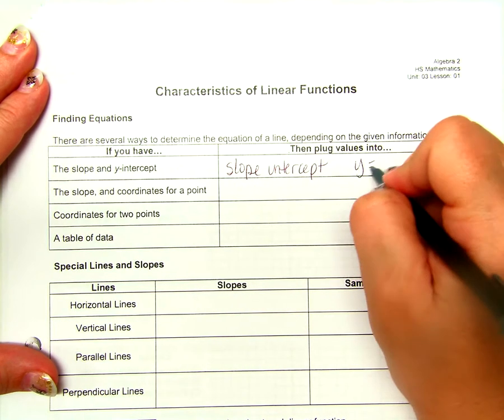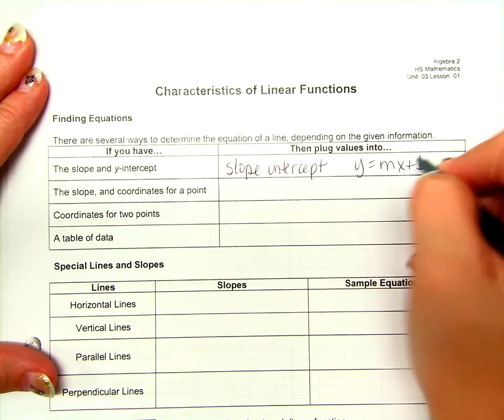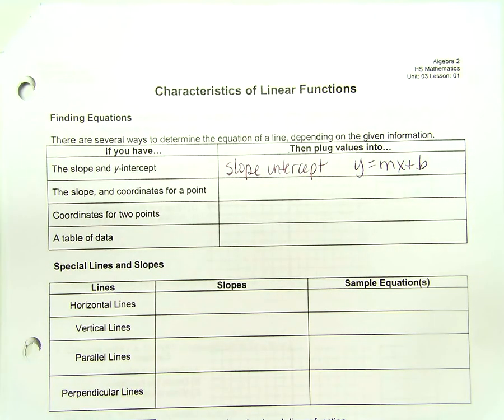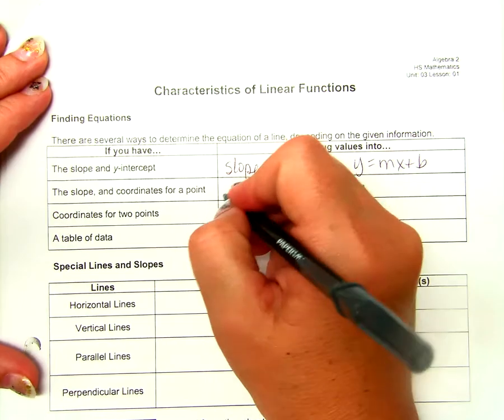Which is y equals mx plus b. Okay? If you have a slope and a point, which equation is mostly best for you to use? Let me rephrase my question. If you have a point and a slope, which one is best for you to use? Point slope, right? Point slope.